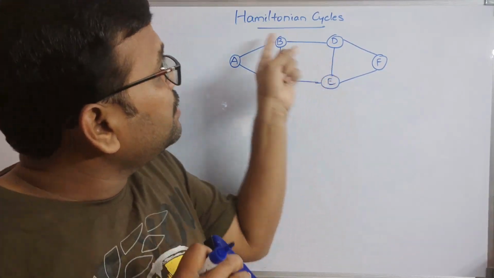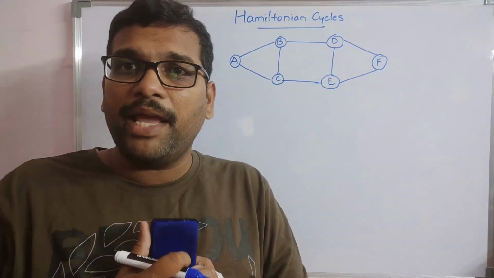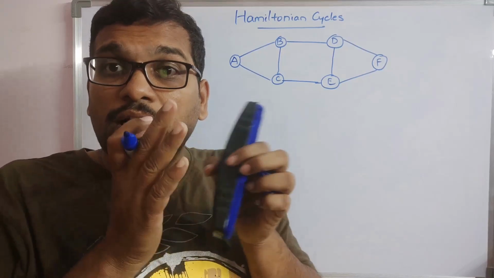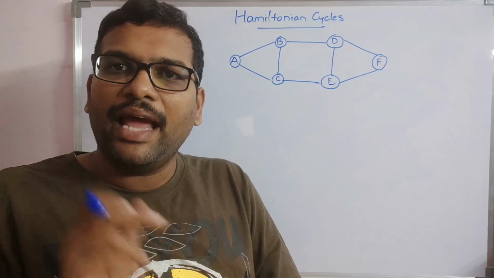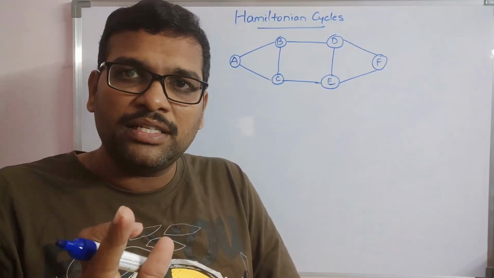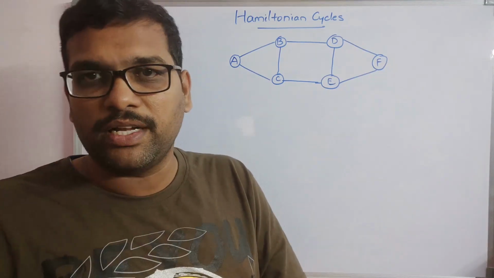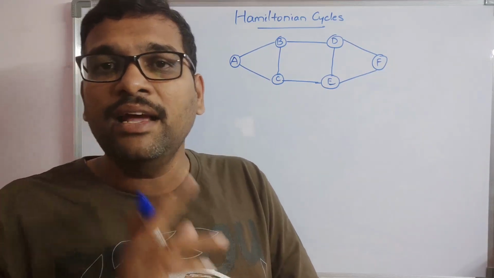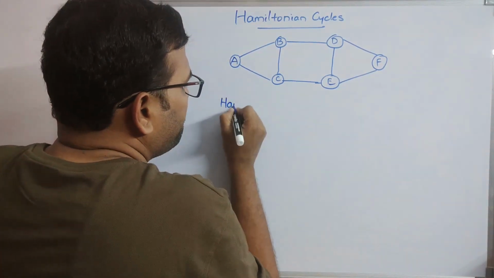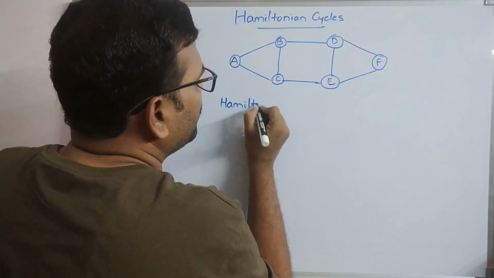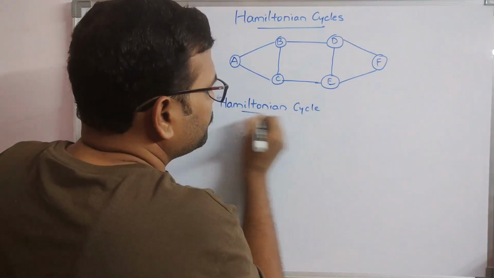But here our main problem is finding Hamiltonian cycles. So what is meant by a Hamiltonian cycle? Consider a starting vertex, visit all other vertices exactly once, and come back to the original vertex from the source vertex. This is called a Hamiltonian cycle. I'll write what a Hamiltonian cycle is.